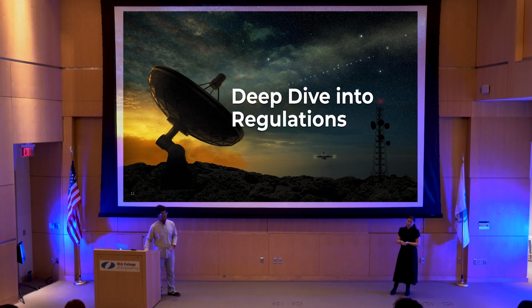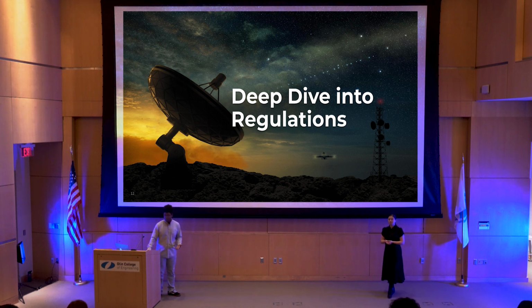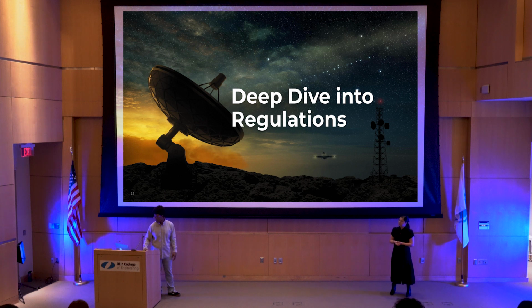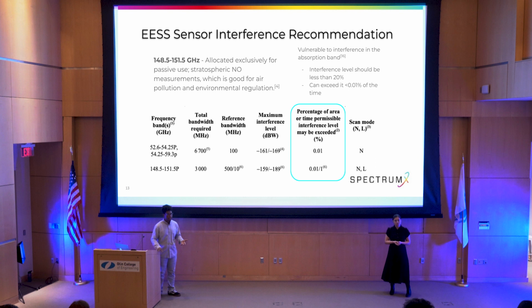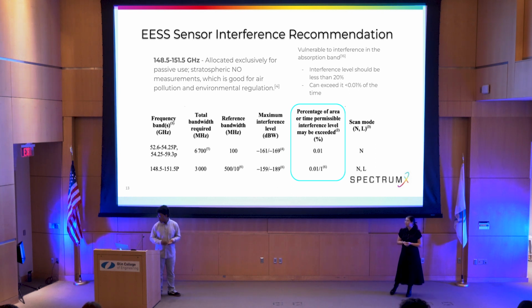And now we're going to take a deep dive into some of the regulations around these bands and how they're being used by the players. So for the EESS, we care about the 148.5 to 151.5 gigahertz band, which, as we stated earlier, is allocated exclusively for passive use.